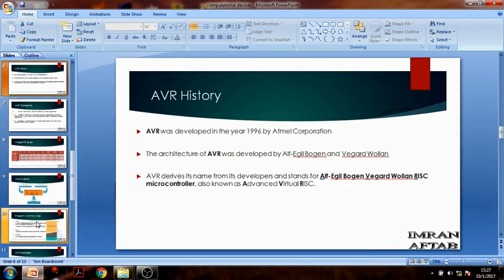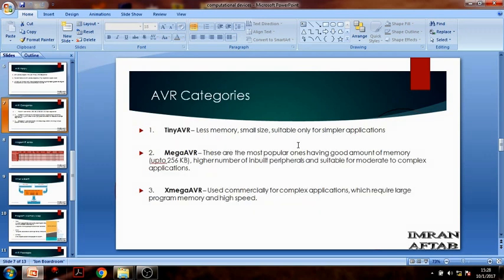Then after, we are not going to discuss much about the history of our microcontroller. Actually, it was developed in 1996 by Atmel Corporation. Atmel Corporation is the manufacturer name. The AVR category: there are various microcontrollers which come under the AVR.